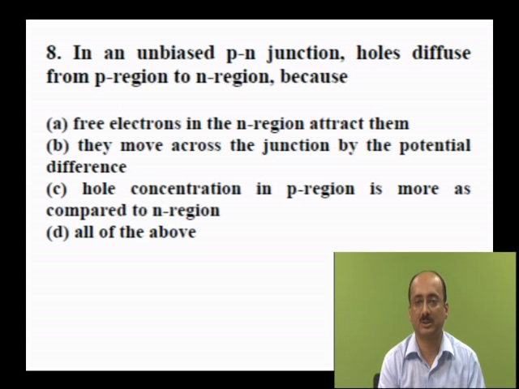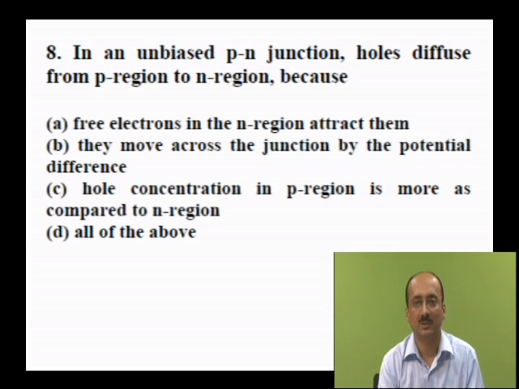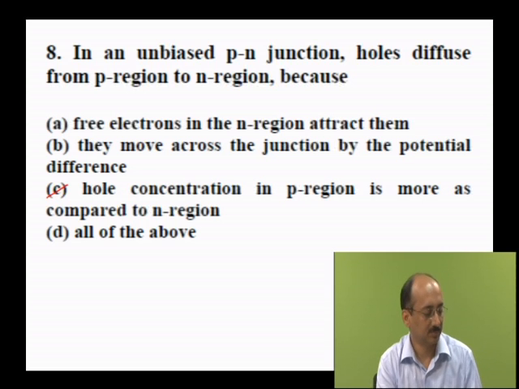a process which depends on the concentration gradient. If holes are diffusing, naturally it means that in the P region they are more in number, hence they are diffusing to the N region. So the answer will be C. Hole concentration in the P region is more as compared to N region.